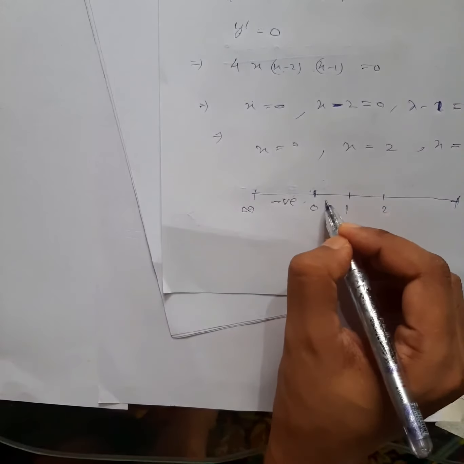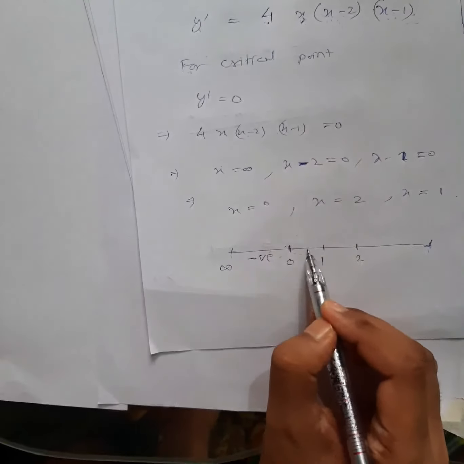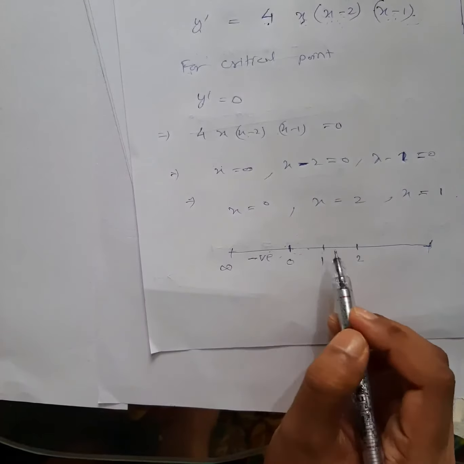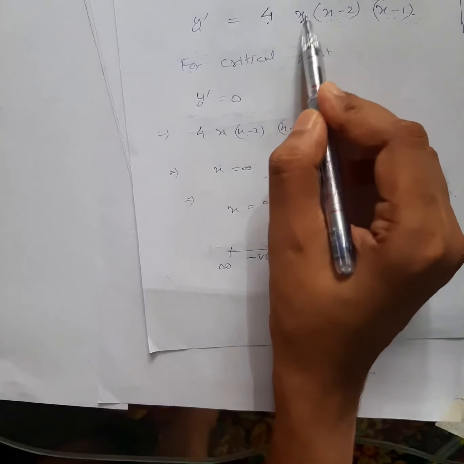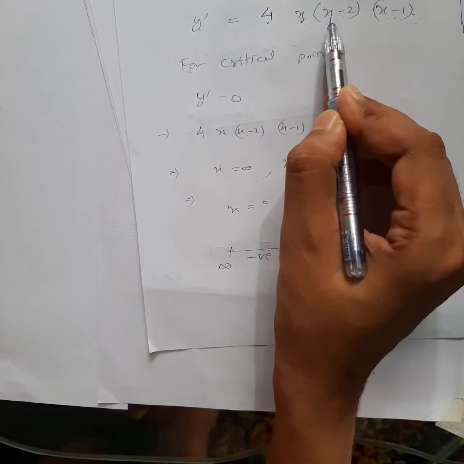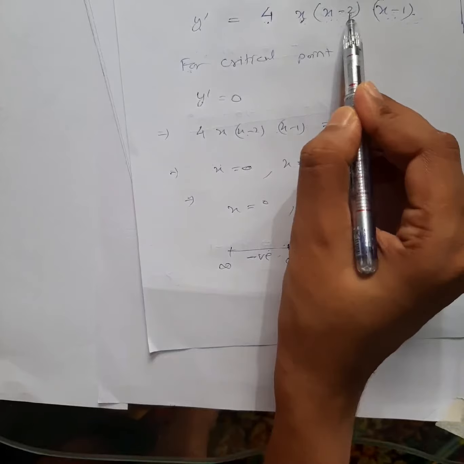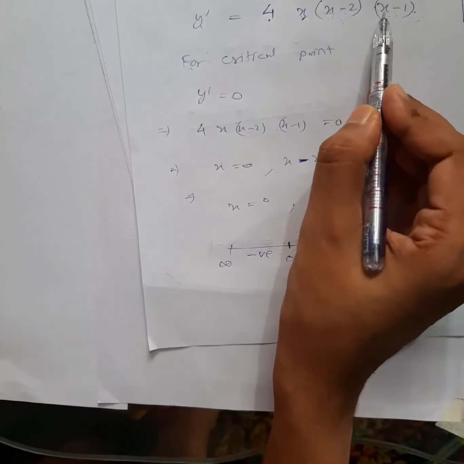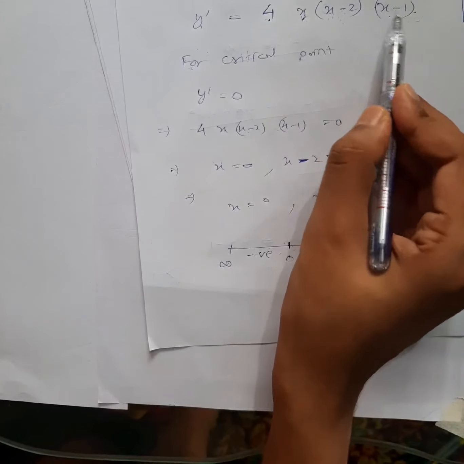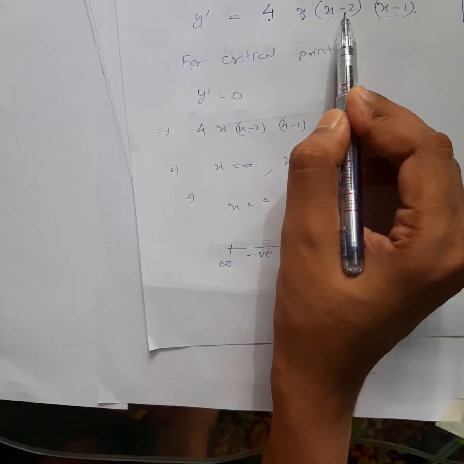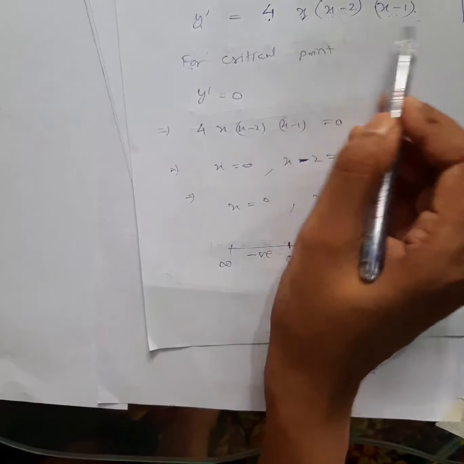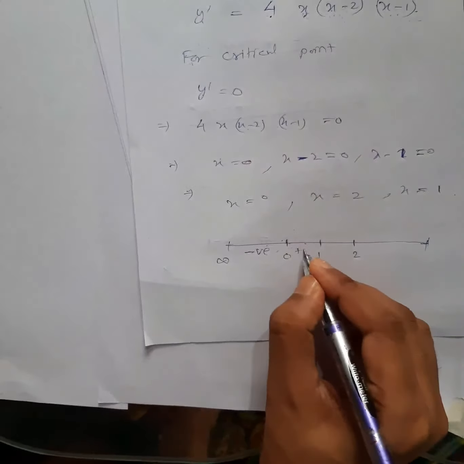Okay, 0 to 1: you take any value, say 0.5. If I take 0.5, this will be positive. This will be negative, since minus 2 is bigger, so negative will come out here. This will be negative. So negative, negative will be positive, and this is already positive, right? So the whole thing will be positive.